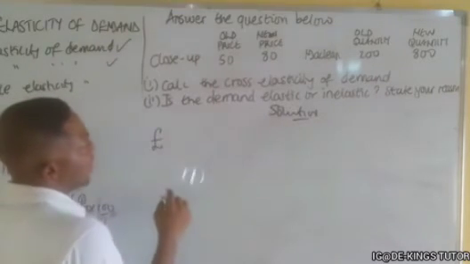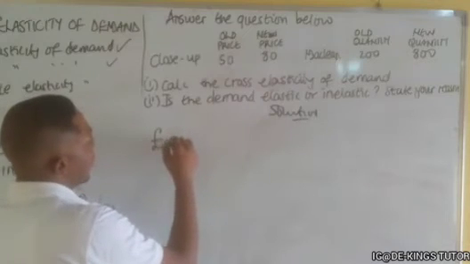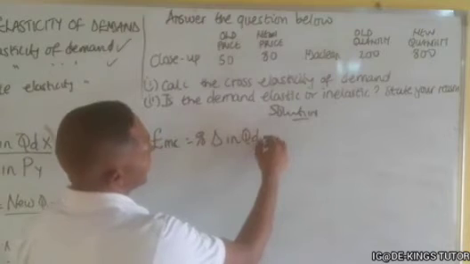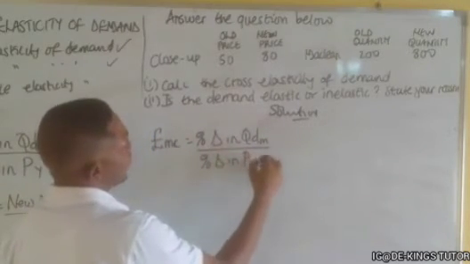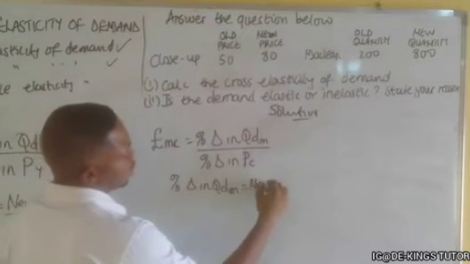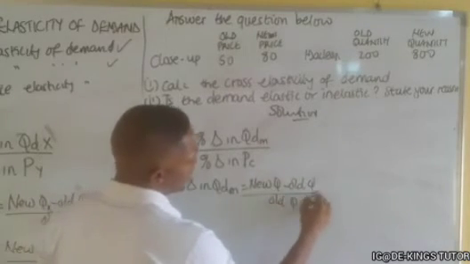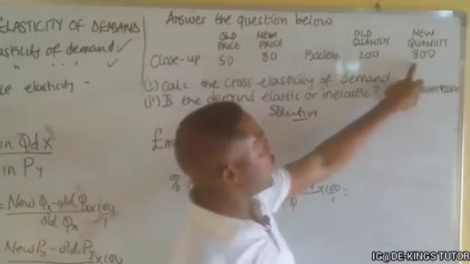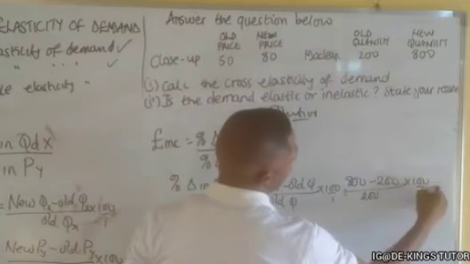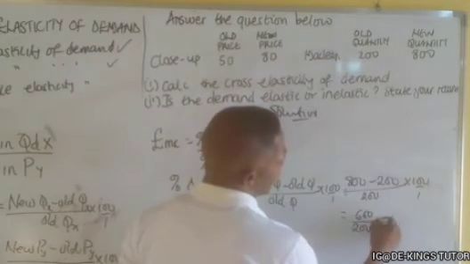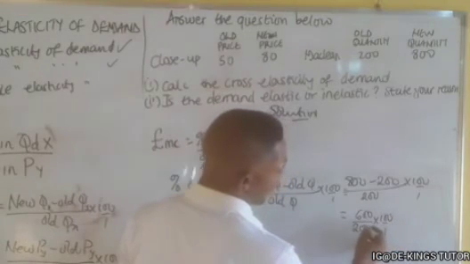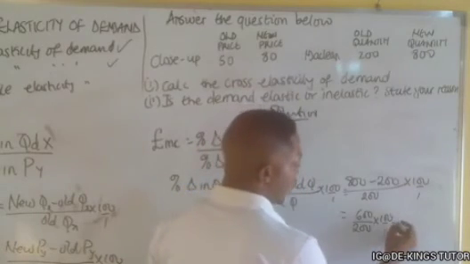Now, we have the elasticity of Maclean and Close-up. It is equal to the percentage change in quantity demanded of Maclean over the percentage change in price of Close-up. So the percentage change in quantity demanded for Maclean equals the new quantity minus the old quantity over the old quantity times 100 over 1. And what's the new quantity? Look at the new: 800 minus 200 over the old, which is 200, times 100 over 1. So 800 minus 200 gives us 600 over 200 times 100 over 1. So this will give us 300%.